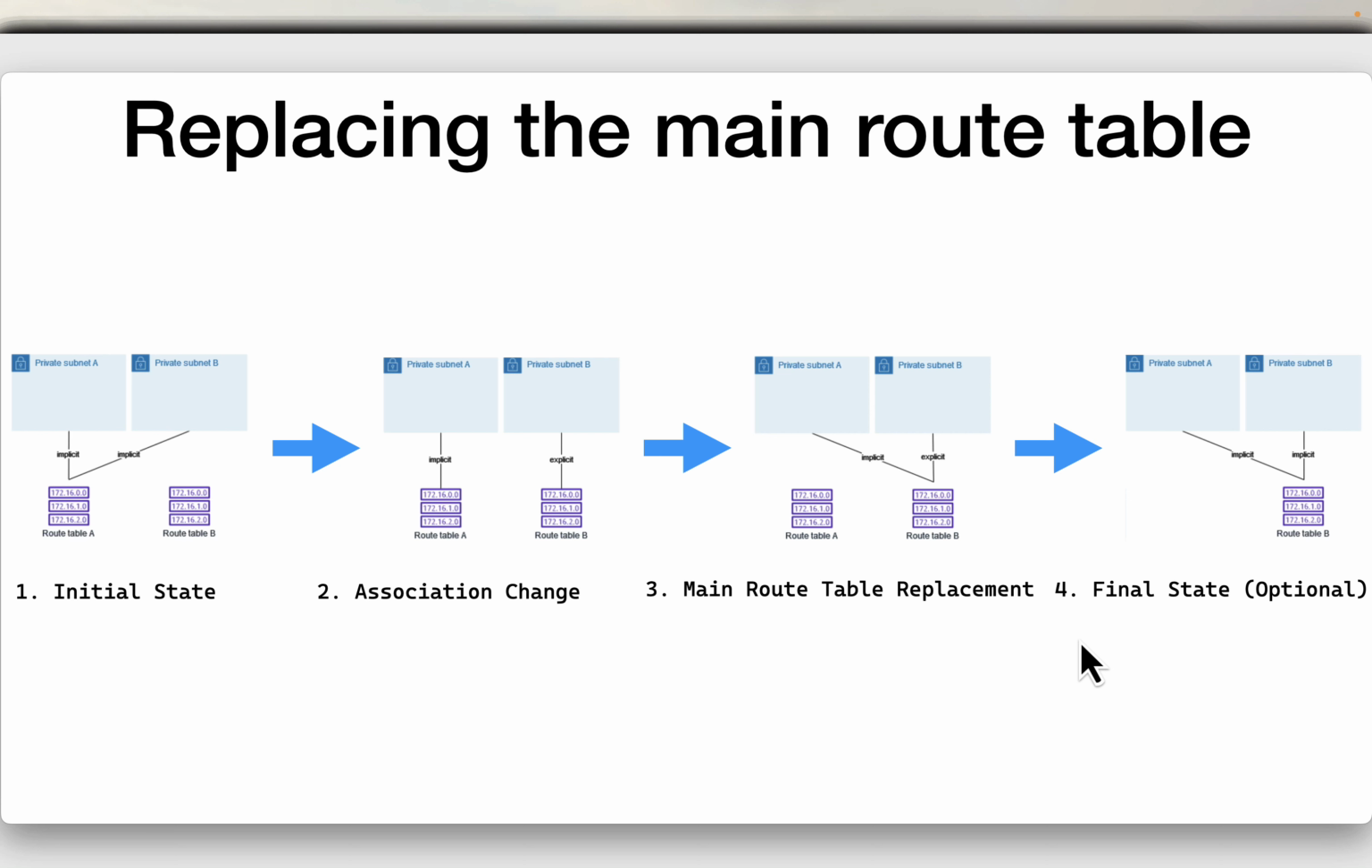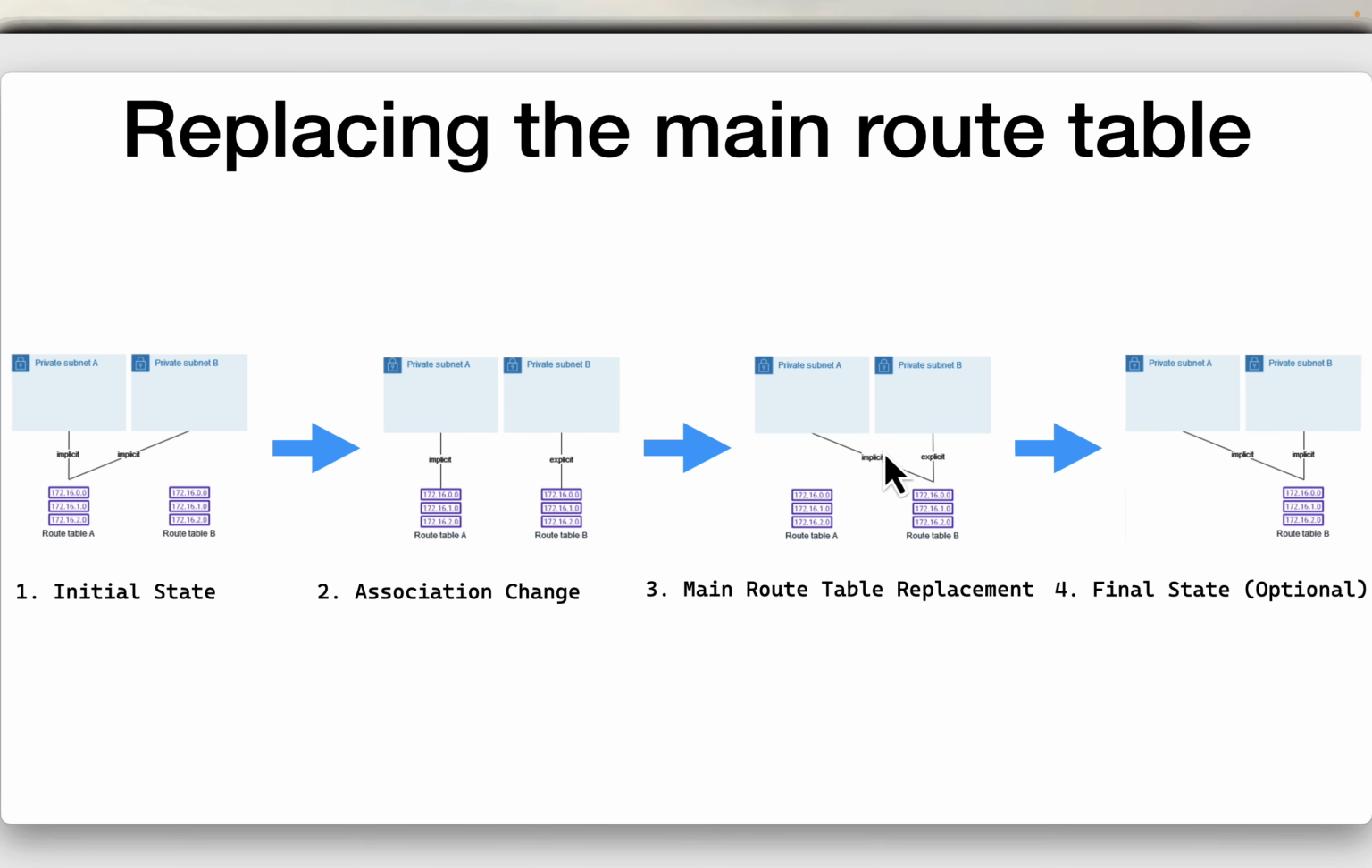And then we have the final state, which is optional. If subnet B's explicit association with route table B is removed, it still remains implicitly associated with route table B, as it is now the main route table. So this becomes implicit also, and since we have removed the other one, this one also becomes implicit. So both are now using the main route table. Route table A, which is no longer associated with any subnet, can be deleted. So this one we have deleted.